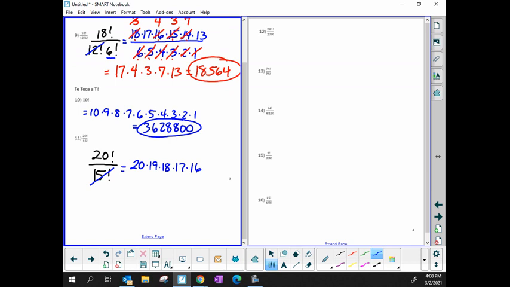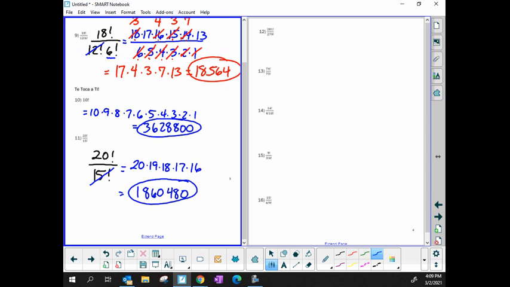Because there's nothing left on the bottom, my answer isn't a fraction. It's just going to be what I get when I multiply those numbers together. So now we just need to multiply 20 times 19 times 18 times 17 times 16, and we get 1,860,480. So again, those numbers get really big really fast when we're talking about factorial notation.